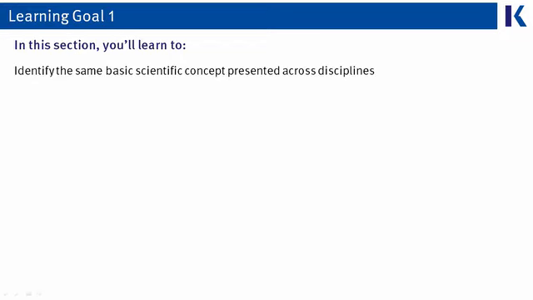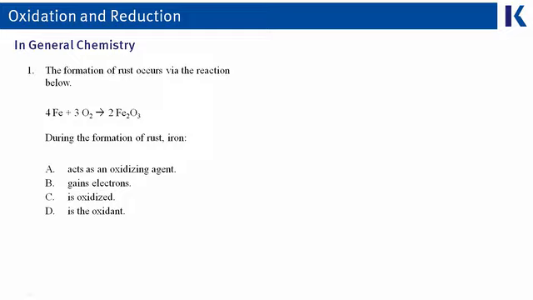So first, as I said, we're going to see the same science concept in multiple disciplines. And the first science concept we're going to see in multiple disciplines is oxidation and reduction. First, in general chemistry, we will see oxidation and reduction in contexts like this. This question asks us about the formation of rust, and it gives us this reaction. We get a question about what iron does during this reaction. And if you're familiar with these concepts, you should be able to answer this question.